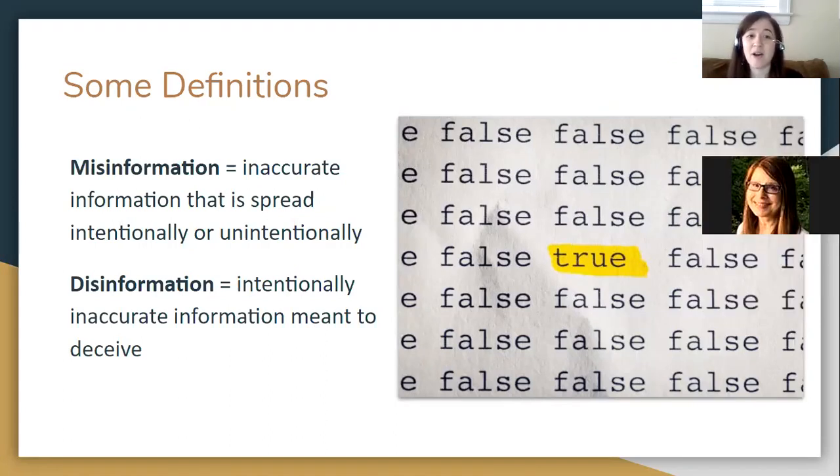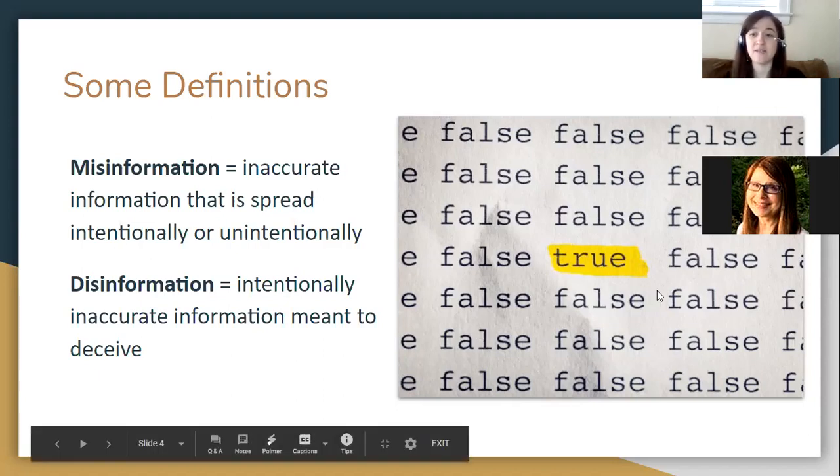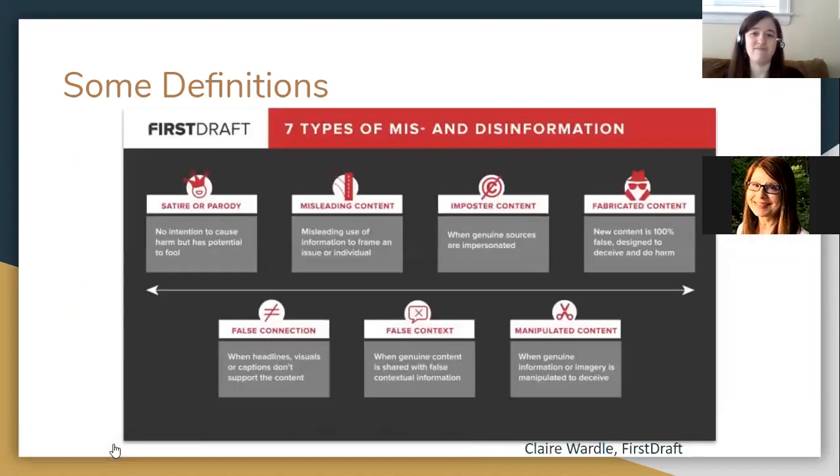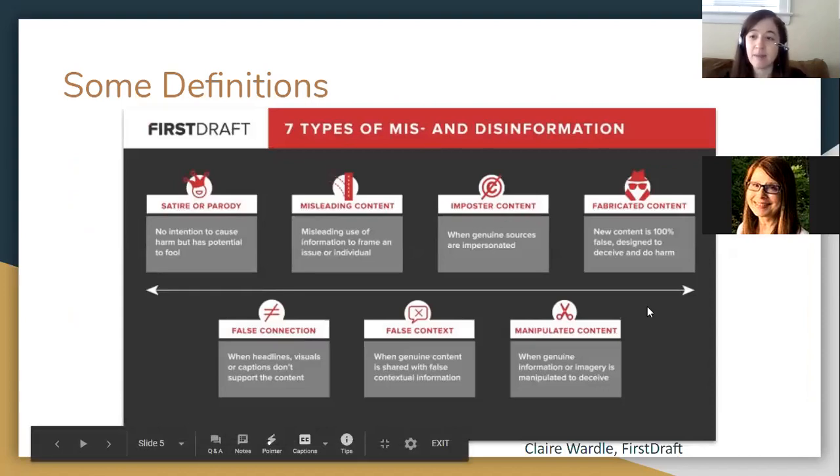And instead, what we'll talk about is what's called misinformation. So misinformation is inaccurate information spread intentionally or unintentionally. And we often think of a subgroup of misinformation, which is disinformation. That's intentionally inaccurate information that's meant to deceive and mislead people. So that's really what we're going to look at. But there's still a lot of ways that that can manifest itself. So here are 7 types of mis or disinformation.